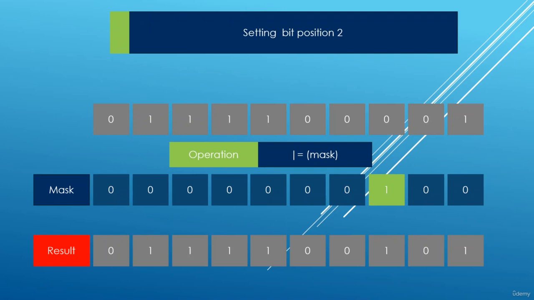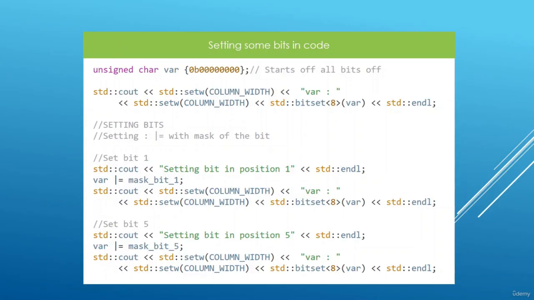Okay, you might be asking, this is all good and interesting, but how do I do this in C++ code? Well, I'm glad you asked. Here is a simple example of how we can do this. We have a variable, it's an unsigned char, and we may use our new technique to set the bit in position 1. The first thing we would need to do is to set up a mask.